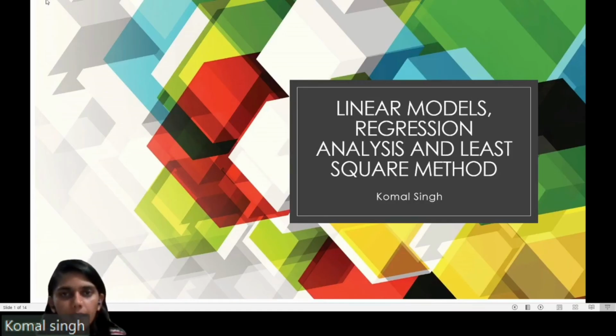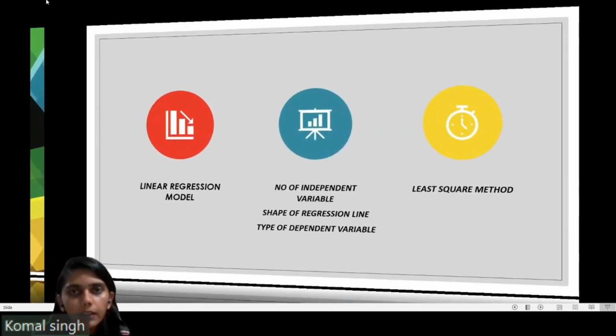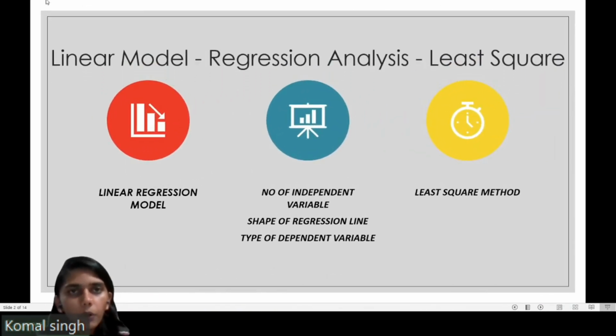Hello everyone, my name is Komal Singh and I'm from TE NTC, studying in Bharati Vidyapeeth College of Engineering. And today I'm going to present my topic: linear model, regression analysis and least square method. So here it goes.